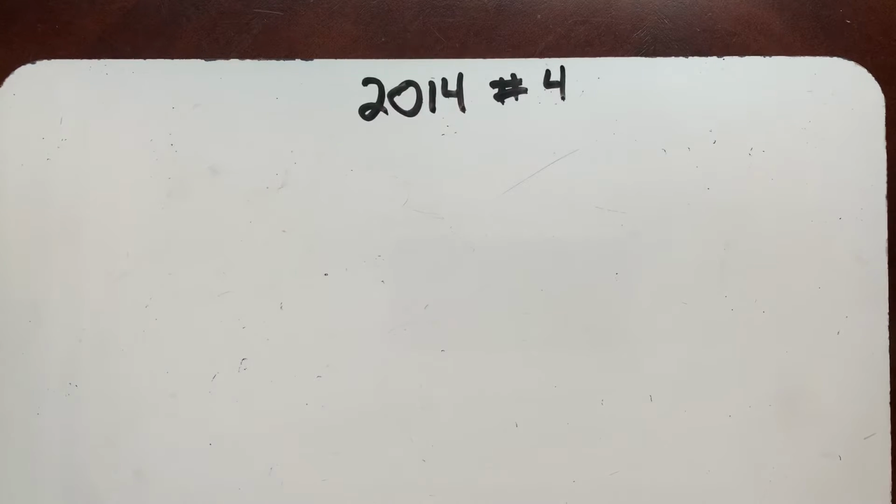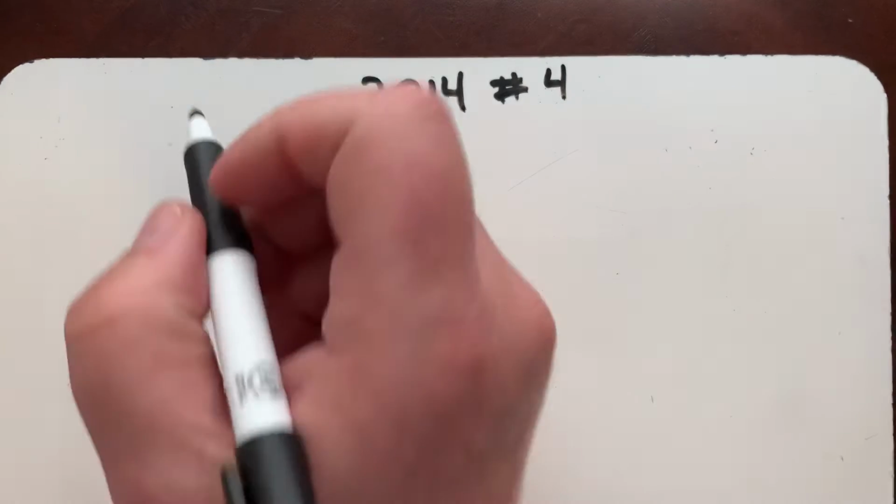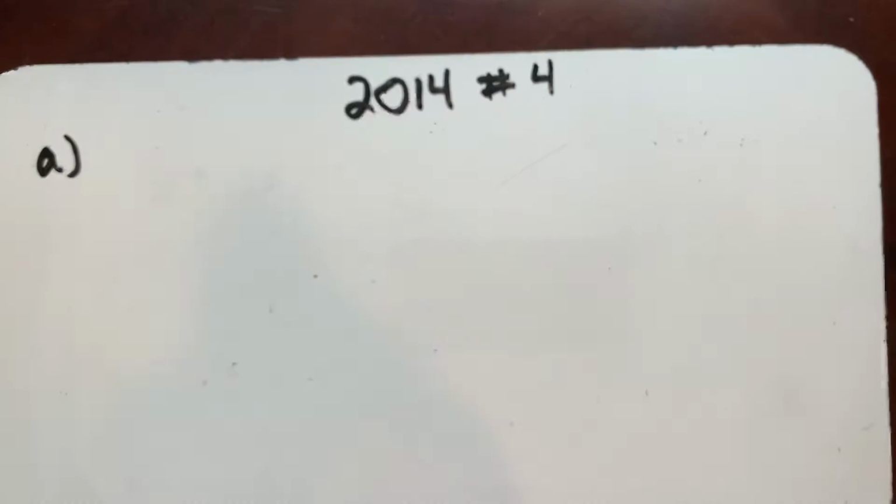Hey everyone, this is the AP Calculus AB FRQ 2014 number 4. So let's go ahead and get into that, starting with part A.